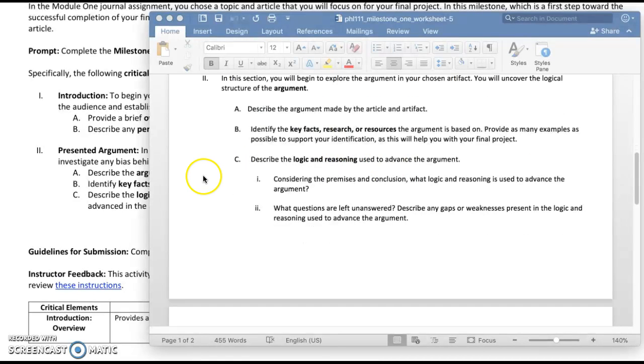Okay. Identify key facts, research, and resources. One of the biggest mistakes my past students have made is they give me a list of key facts, they give me a list of research, and they never mention any of the resources. And by the way, if the paper does not have any resources listed, that's incredibly important to mention. Okay, so you have to do that. And you want to be as thorough as you can, so provide as many examples as you possibly can.